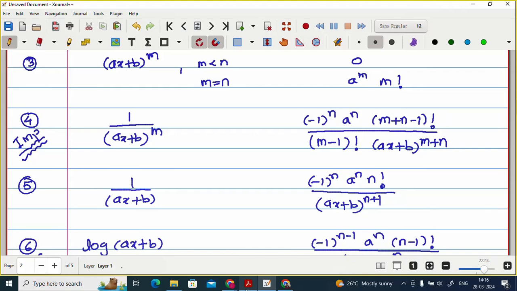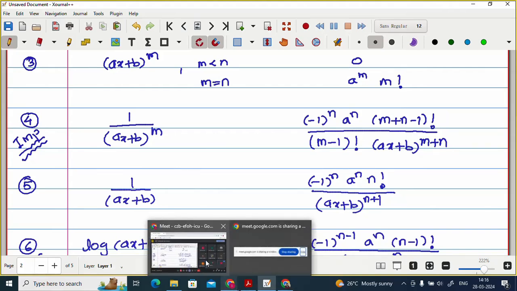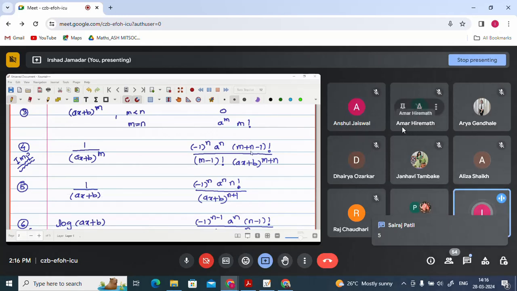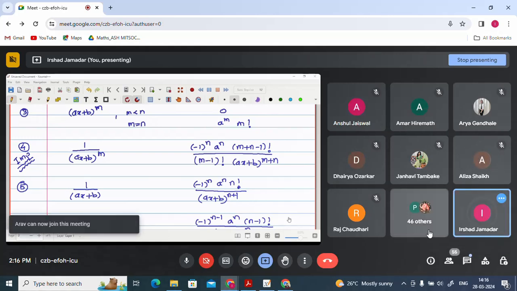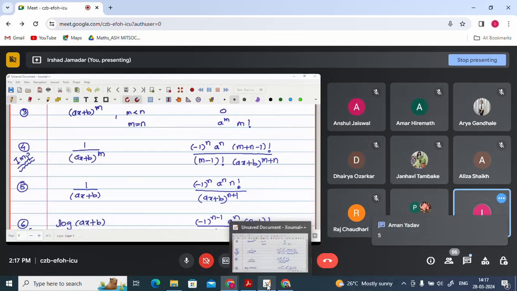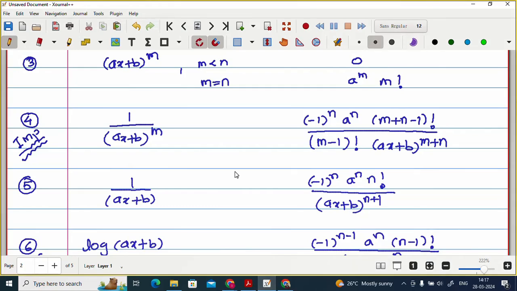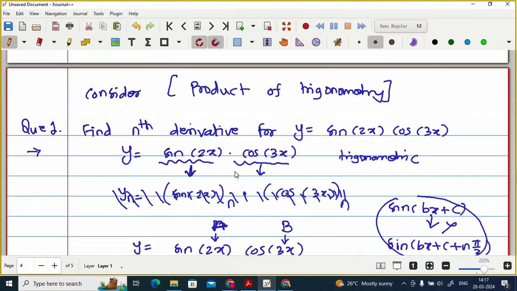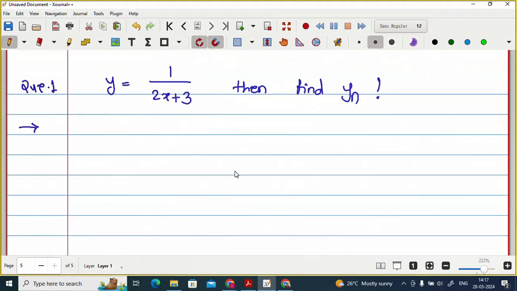The formula list I have shown to you. Is it visible to all? Whose derivative do I want? The nth derivative of 1/(2x plus 3). So which is it? Okay, formula number 5, correct. Formula number 5, we can use it. What is that formula number 5? Let us write that part.